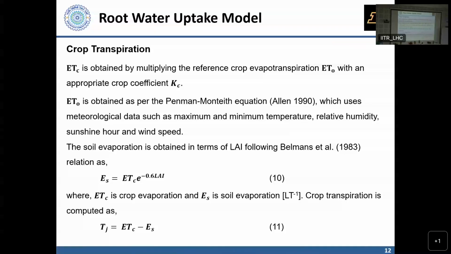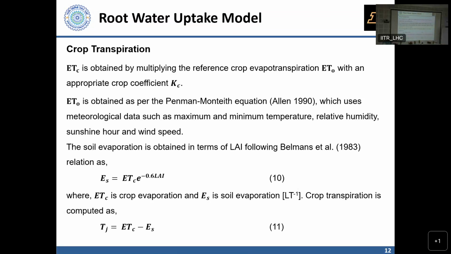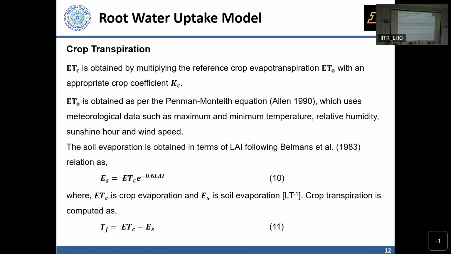From this, we can compute the crop transpiration. So this Tj which we are computing will be used here. I get the crop evapotranspiration from the meteorological data and multiply that with the crop coefficient. Then I separate how much is the evaporation, knowing the LAI. Whatever is remaining, I will use as the transpiration. This is possible only if we are supplying water at the potential rate, that means there is no deficit in the water.